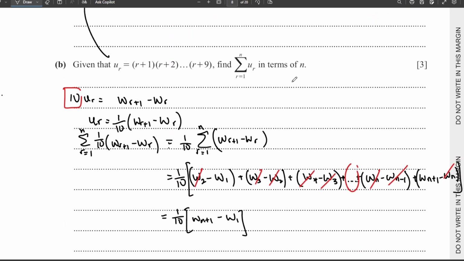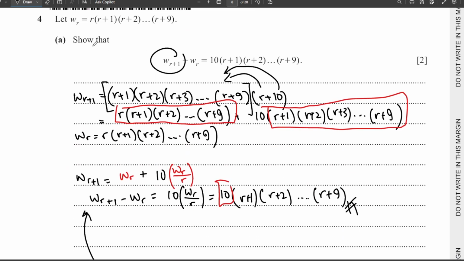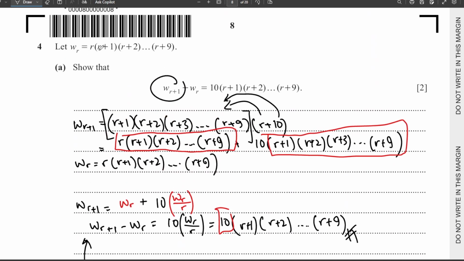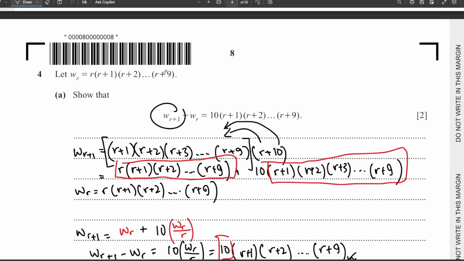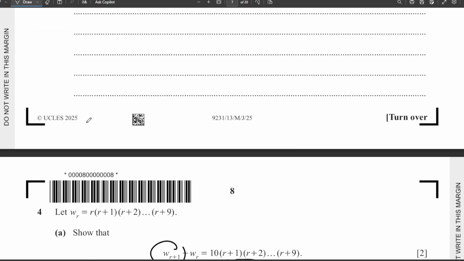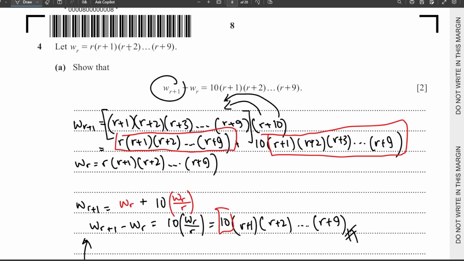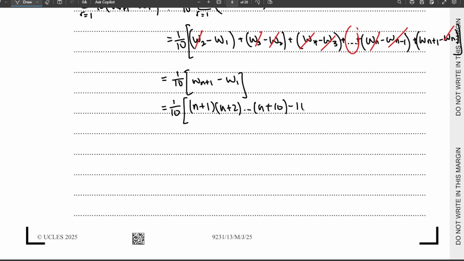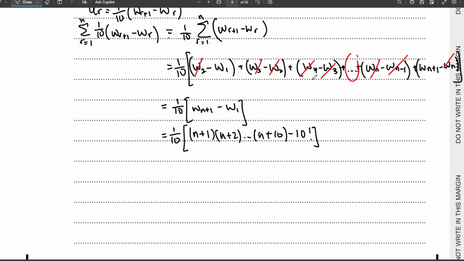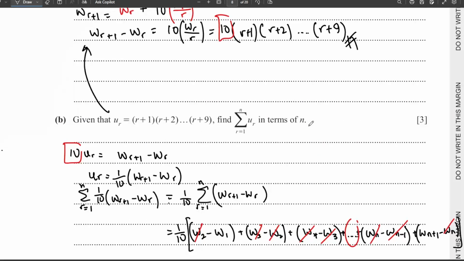we want it in terms of n. We'll just use the one given in the question. Wr is this thing, so Wn plus 1 will give us n plus 1, n plus 2, all the way until n plus 10, if I'm not mistaken, right? Yeah. And when r equals 1 here, it would just be 1 times 2 times 3 until times 10. So that will be just 10 factorial. So minus 10 factorial. Okay, so now the whole thing is in terms of n, and yeah, we have answered the question. So we've found this summation in terms of n, purely n.